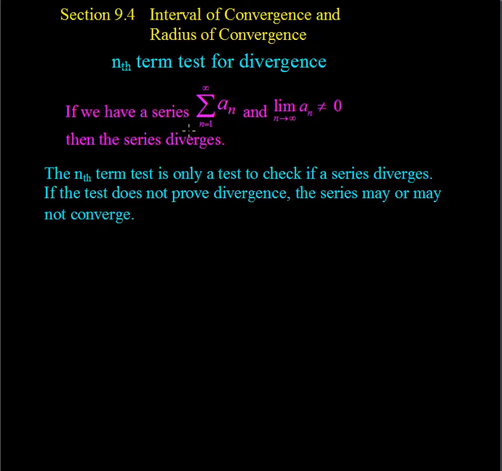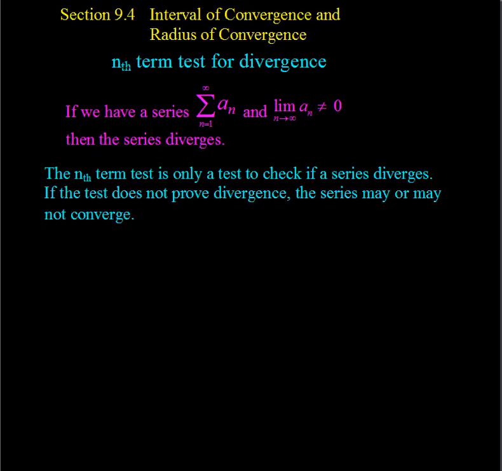If we have a series, the summation from 1 to infinity of a sub n, and we take the limit of the nth term as n approaches infinity, if that limit is not equal to 0, then the series diverges. So the nth term test is only a test to check to see if a series diverges. If the test does not prove divergence, the series may or may not converge. So it may still diverge even if it passes this test.